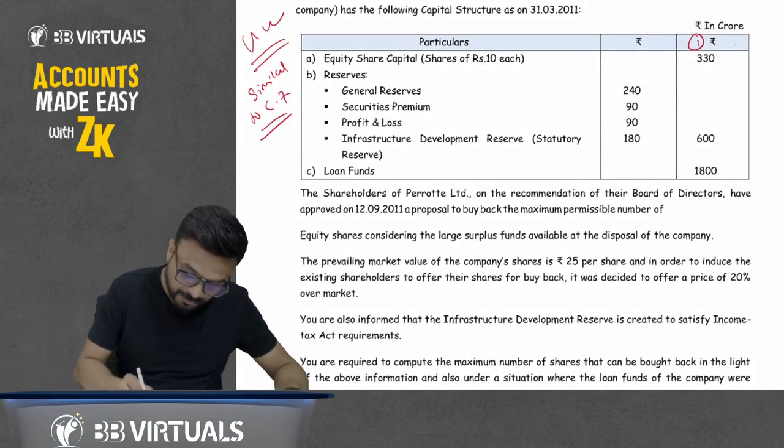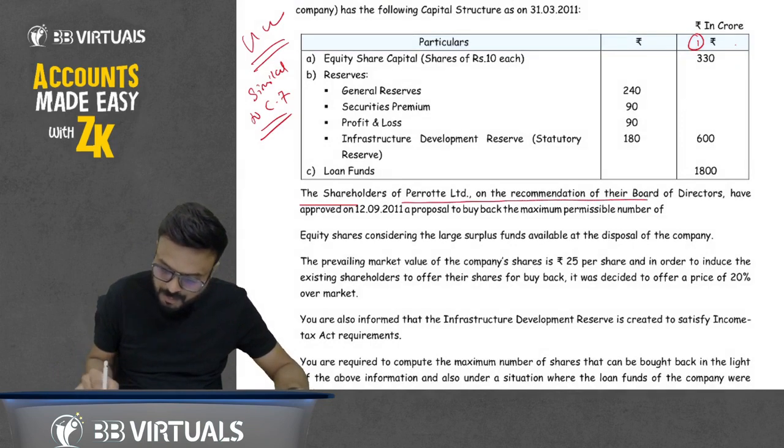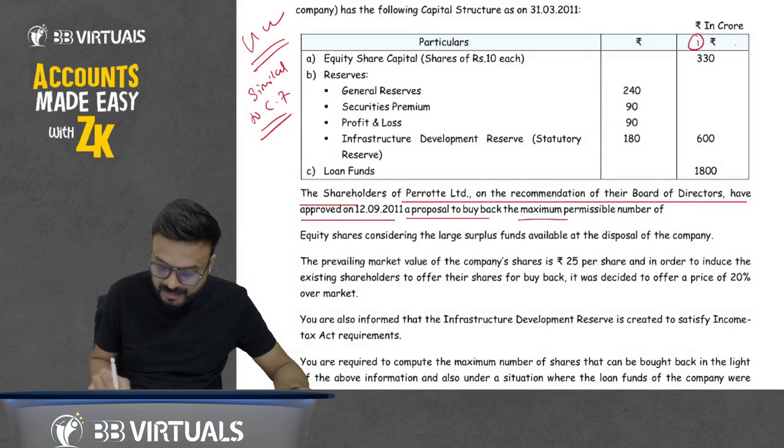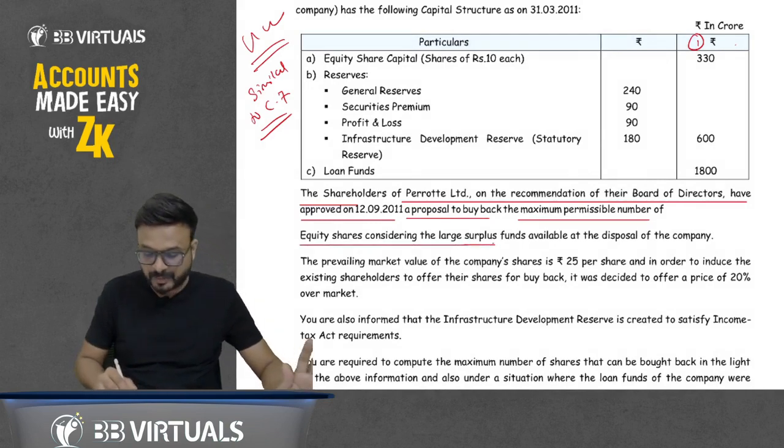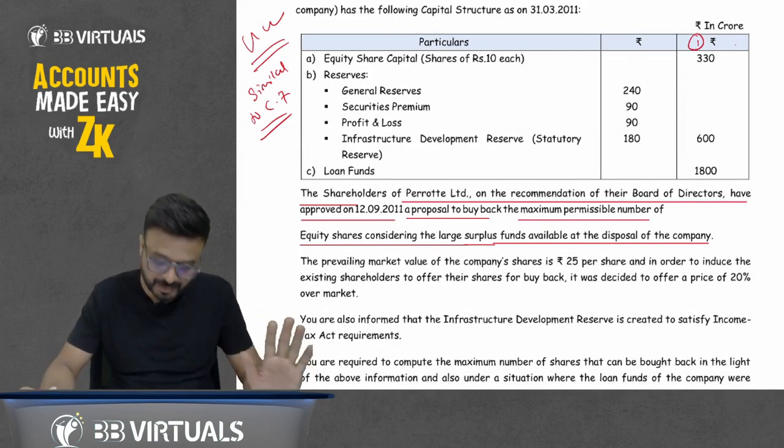It is mentioned that the shareholders of a company, on the recommendation of the board of directors, have approved on 12th of September a proposal to buy back maximum permissible number of equity shares considering the large surplus fund available at the disposal of the company. It means they are doing buyback out of profit. So we will transfer to CRR.